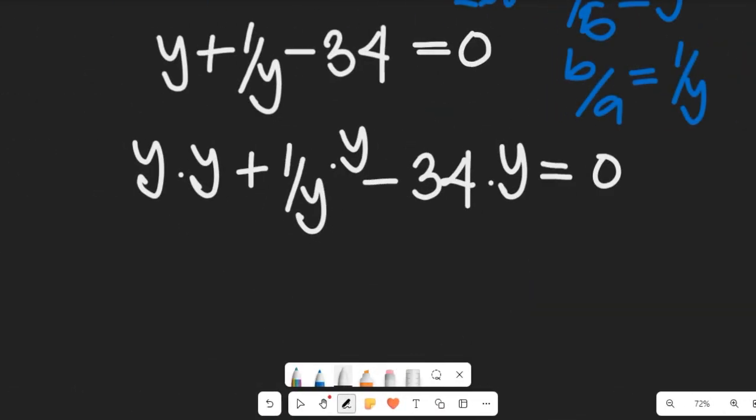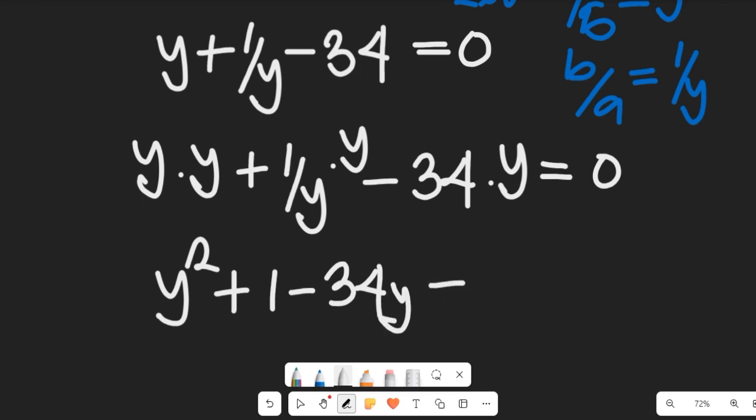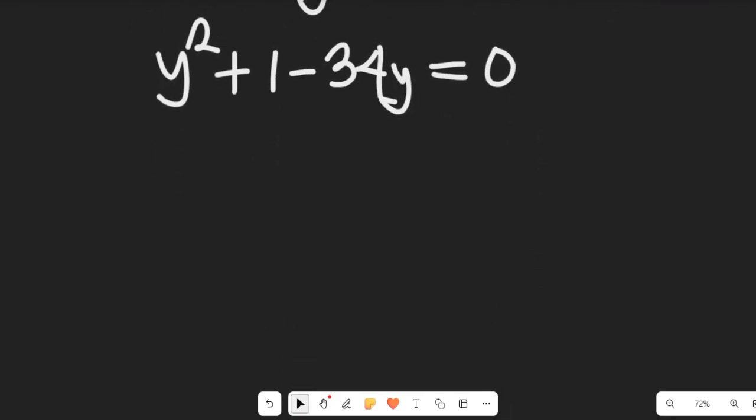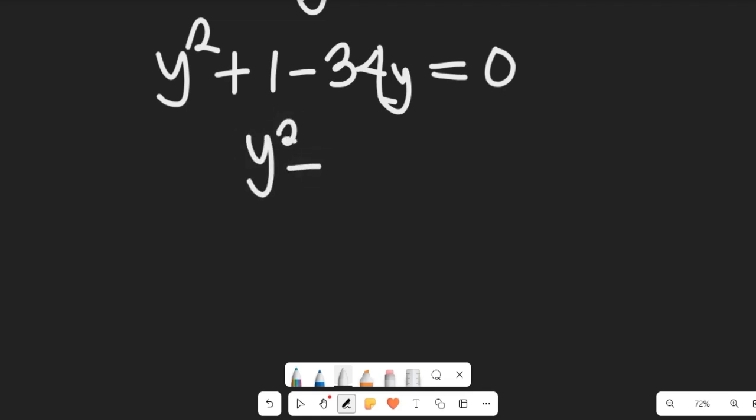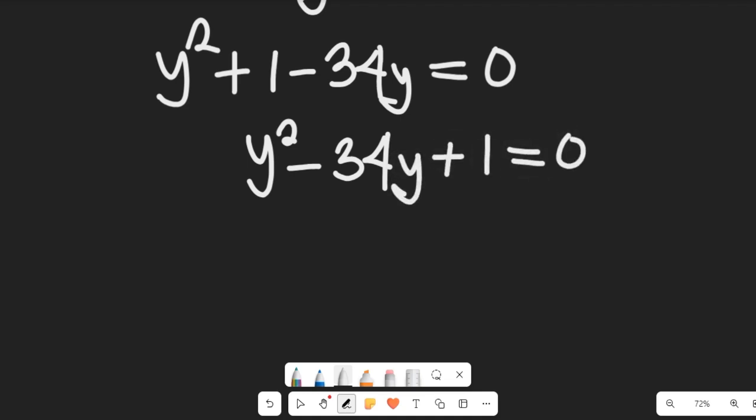So if we simplify this, we're going to have y squared plus 1 minus 34y, and this will be equal to 0. This is typical of a quadratic equation. We'll have y squared minus 34y plus 1, and this will be equal to 0. We can solve this using the quadratic formula.